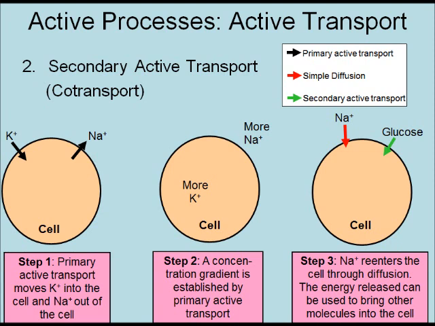And so what we're going to do is talk about in step 1 and step 2 the necessary precursors, the things that have to happen first for us to be able to have secondary active transport or co-transport occurring.